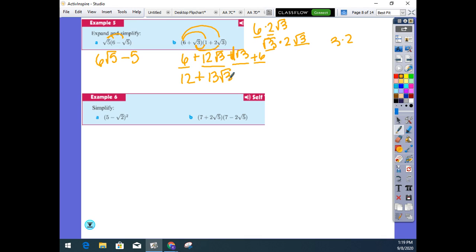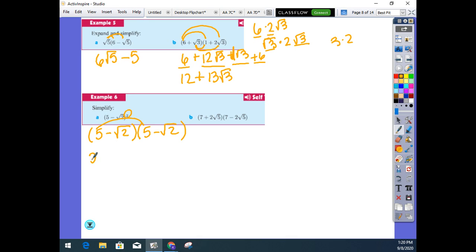Okay. All right, example 6. Be very careful when you're squaring a quantity. When you're squaring something, that means you're multiplying it times itself. So we need to distribute.